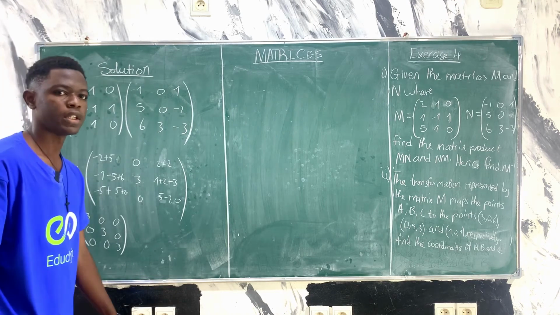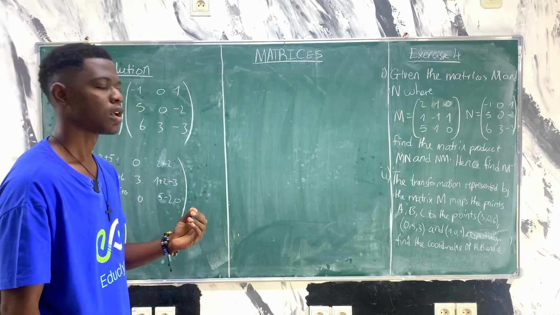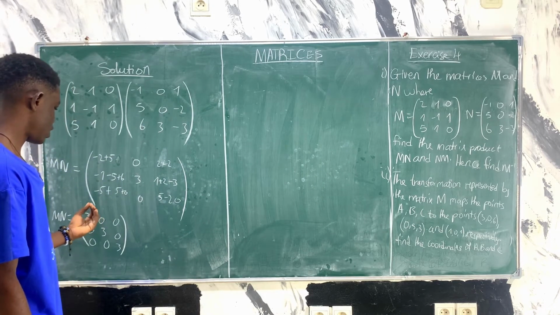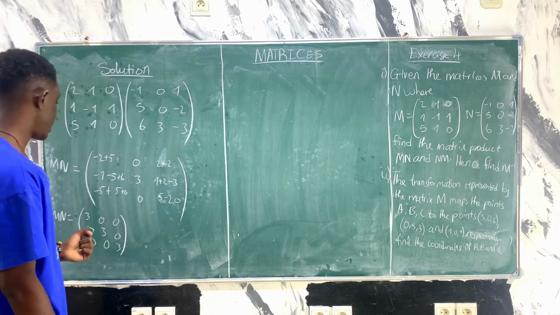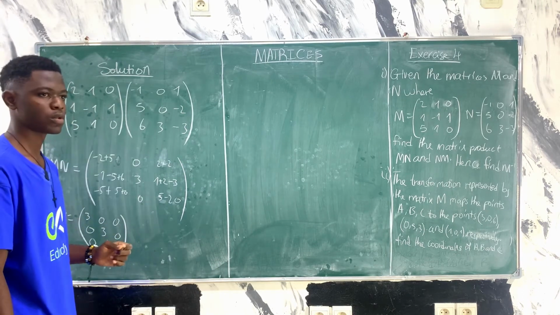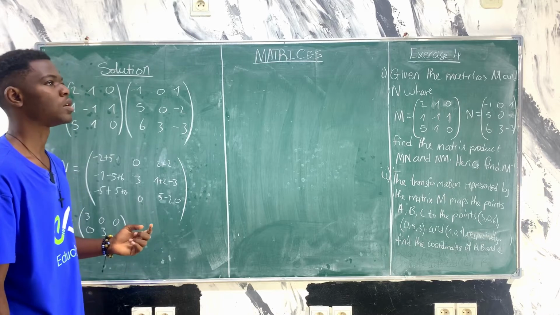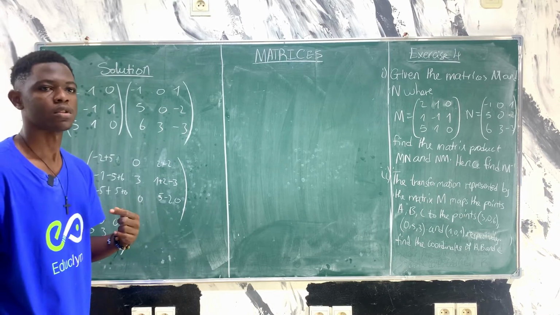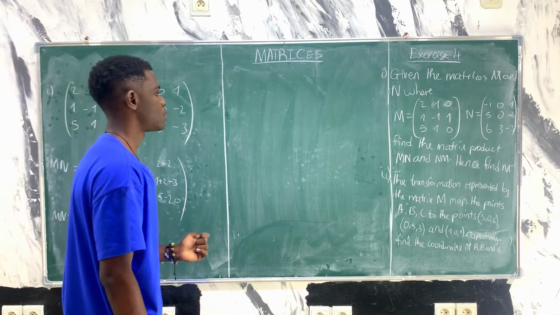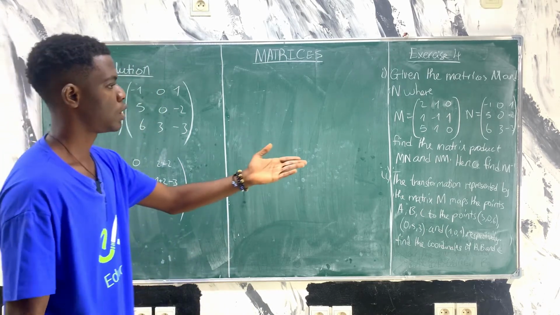You can see that MN gives us a diagonal matrix. A diagonal matrix is a matrix where just the diagonals have values. It's not an identity matrix because the diagonals here are not 1. So it is not an identity matrix. Okay, so let's do NM then.